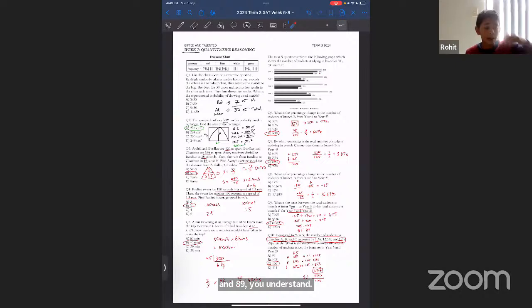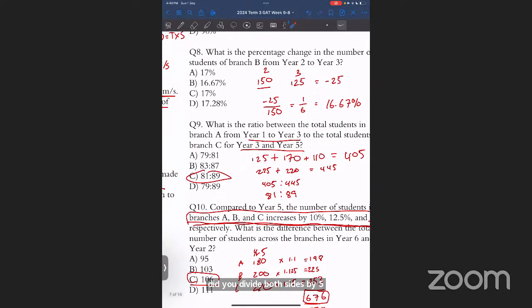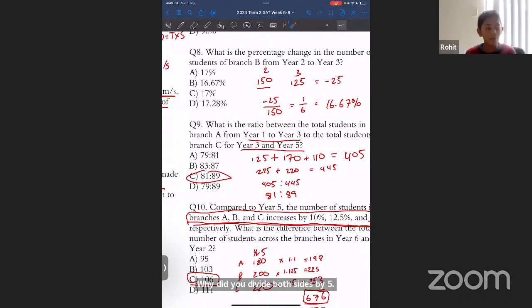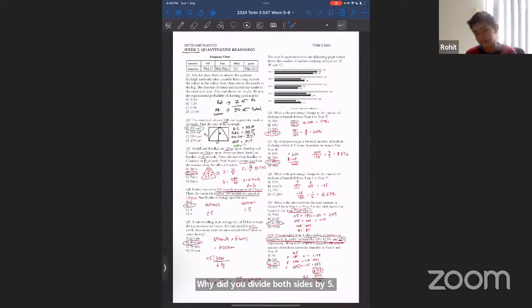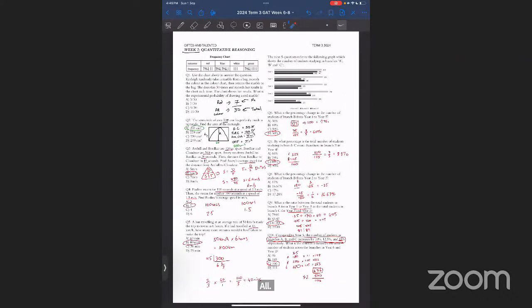Why did you divide both sides by 5? To simplify it, to get to the simplest ratio. All right. So that's this page. I'll leave it up for a few seconds before going on to the next page.